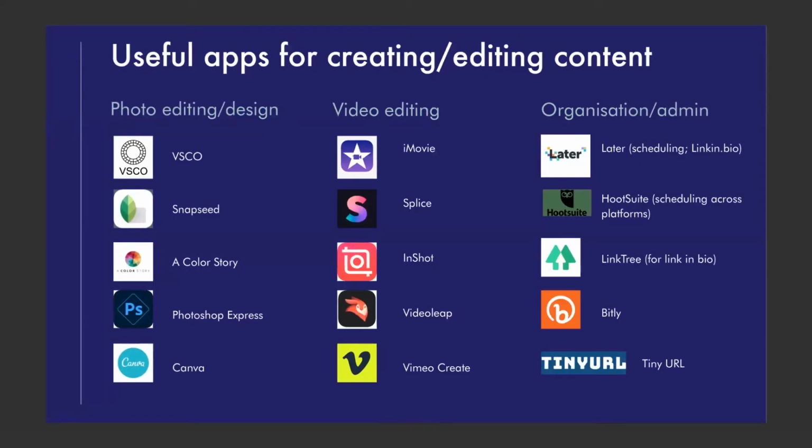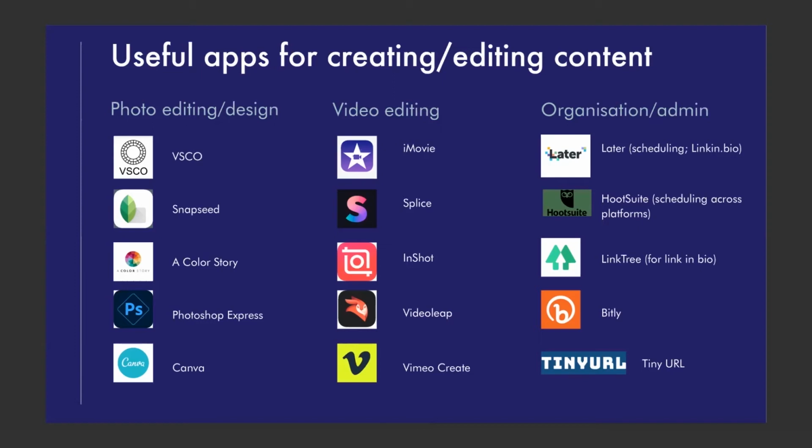And here are some useful apps for creating or editing content for social media. So very simply, it could just be a phone taking a photo or video. But if you're feeling enthusiastic, I thought I'd put a few on this screen, including photo editing and design apps like VSCO and Snapseed, Canva, and then video editing, so iMovie, Splice, InShot. Most of these apps have free versions, so don't feel like you have to go out and get fancy software. It can be really simple.